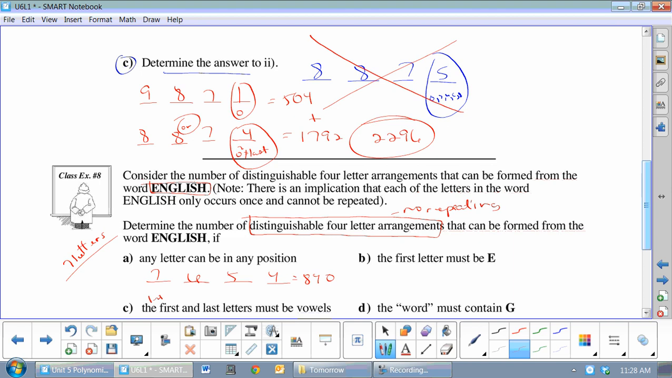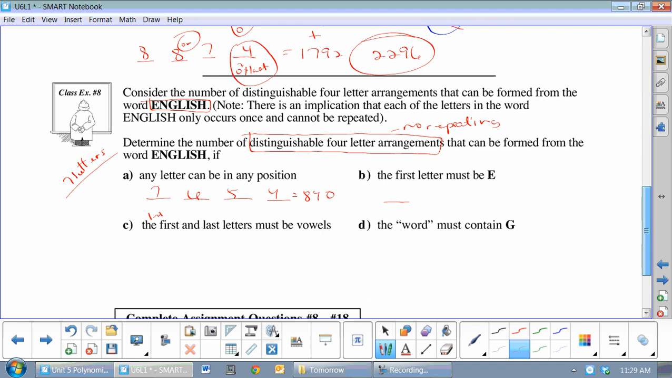Now, what if I said the first letter has to be an E? So there's another bag here. How many E's do I have to pick from? 1. I only get one choice. Now, how many choices do I get for the next letter? This was our restriction, right? Now, what do I get for the next? How many choices? 6, 5, 4. Which gives you the answer 120. Now, that almost seems weird.